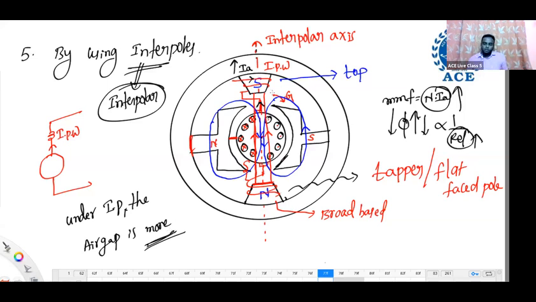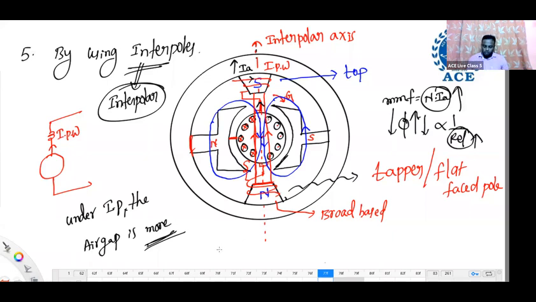Now you may get a doubt: why not decrease the number of turns instead? If you decrease the number of turns also, as current is very high, MMF is still high. That's why we prefer the air gap to be more under the interpoles. Okay, so this is about construction of interpoles.